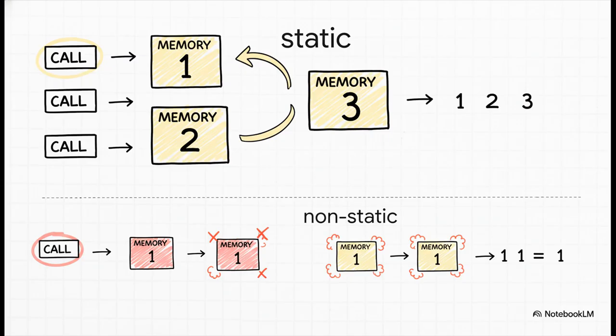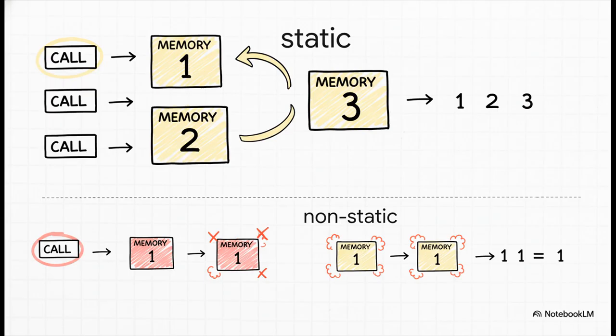Because count is static, that line, static int count equals 0, only runs one time, the very first time the function is ever called. Every time after that, the function just uses the value that count already has. And so, the output is 1, then 2, then 3. This is such a great illustration of the concept. The count variable holds on to its value between calls.